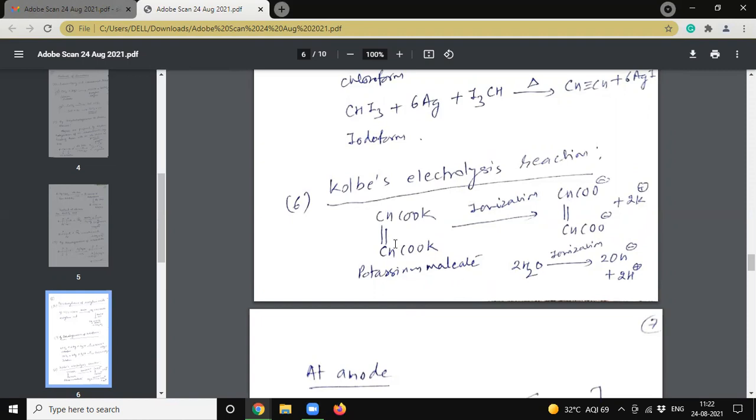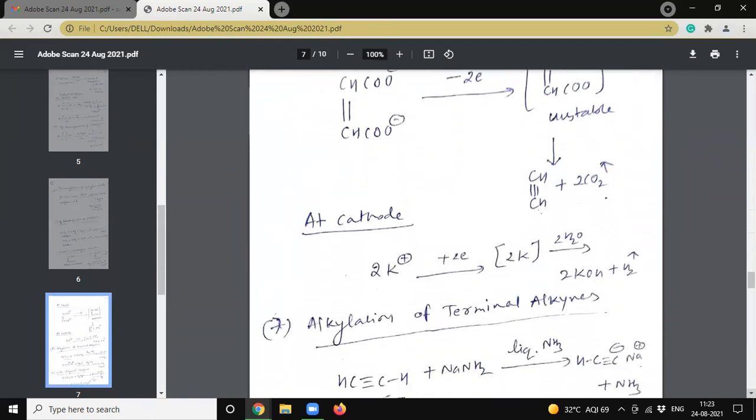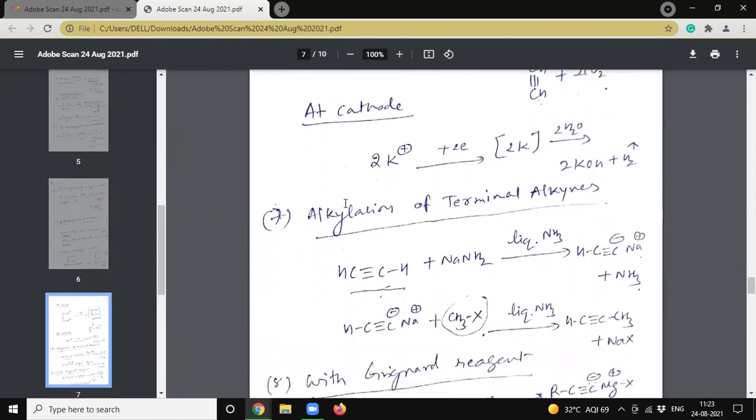We can also produce this ethyne with the help of Kolbe electrolysis reaction. Potassium maleate, when ionized, gives anion and cation. At the anode, this anion will lose its electrons, and then it forms acetylene or ethyne. At the cathode, it will gain electrons and decompose water and liberate hydrogen gas, and potassium hydroxide is obtained.